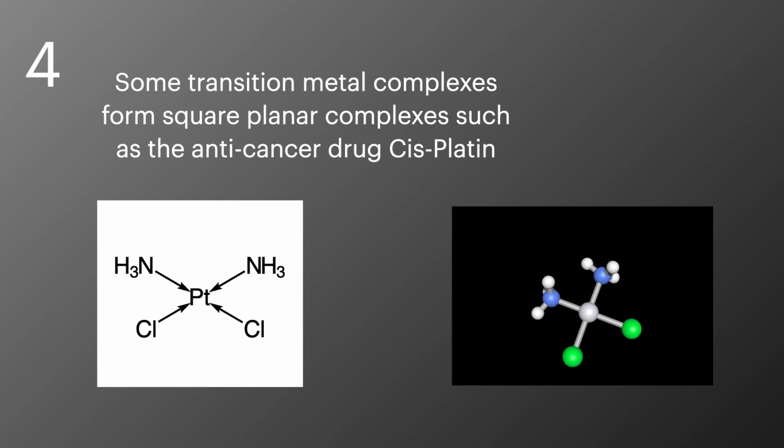Some complexes with 4 coordinate bonds actually form square planar shapes. This is particularly common with complexes around the metal ion of platinum. An important example of that is cisplatin, and we'll look at the chemistry of this in more detail when we look at isomerism and when we look at the chemistry of DNA.